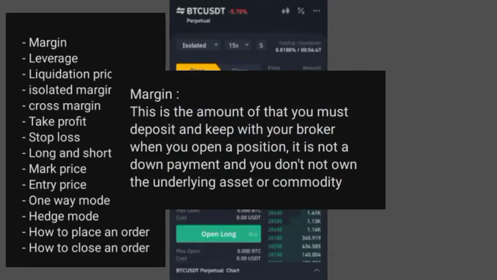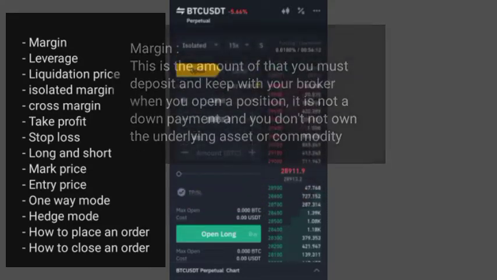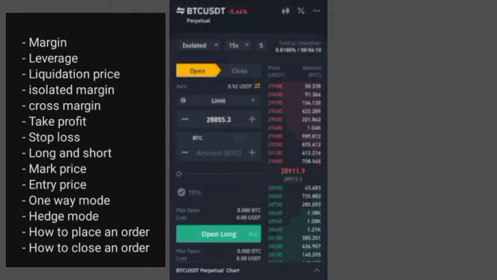Now, for the very first one, which is margin. Margin is nothing else but the amount of money that you must deposit and keep at hand with your broker. So when you open a position, that is the money you deposit. Let's say you are buying some positions in the market. The particular amount of money you used to buy that position is said to be your margin. Now, it's not a down payment. You do not own an underlying asset. What you just did is to queue into the market. You took a position, but it doesn't have an underlying asset yet.